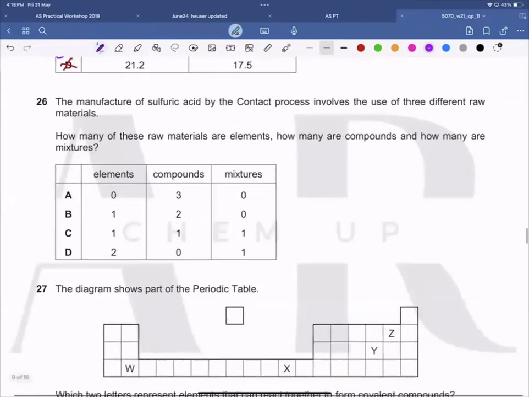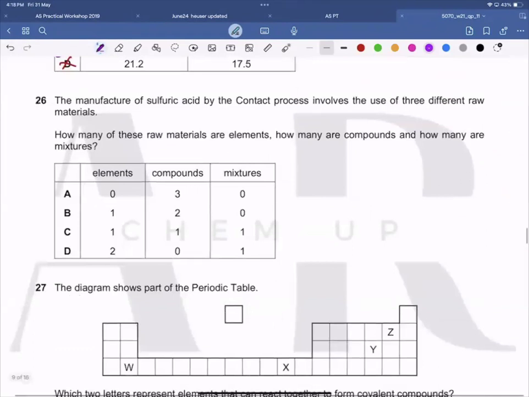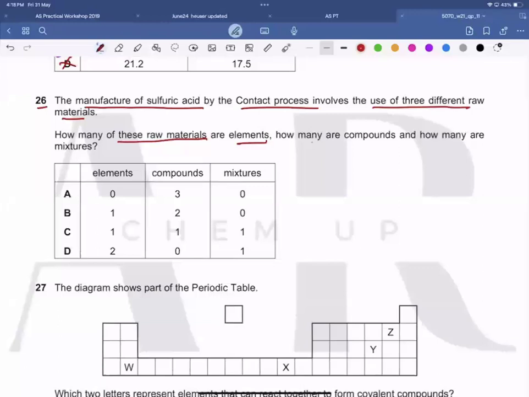Okay. Now question number 26. The manufacture of sulfuric acid by a contact process involves the use of three different raw materials. How many raw materials are elements? And how many are compounds? And how many are mixtures?